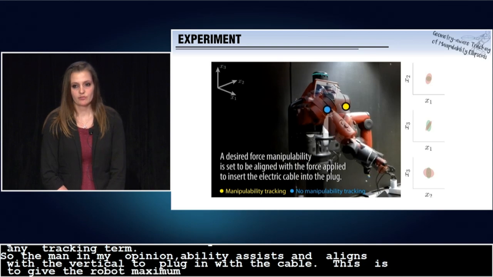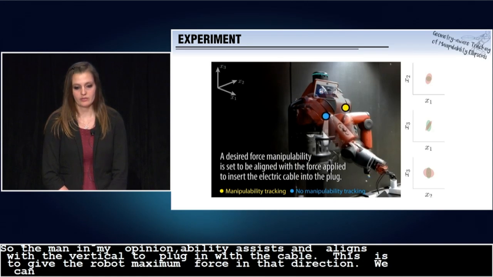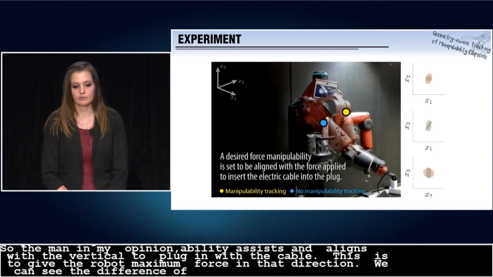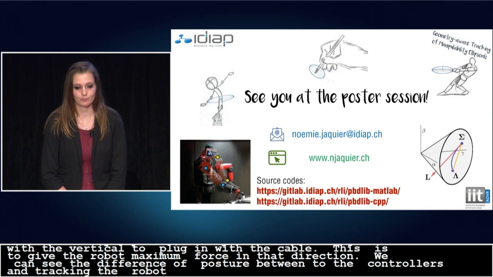So we can see the difference of posture between the two controllers, and in the one with manipulability tracking, the robot really adapts its posture to have the maximum force to plug the electric cable.